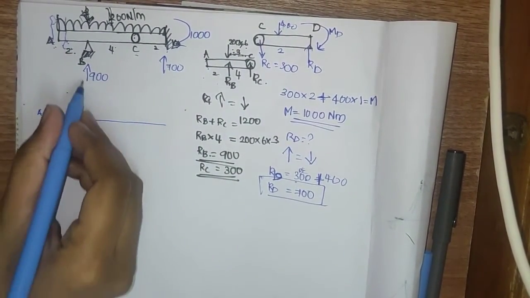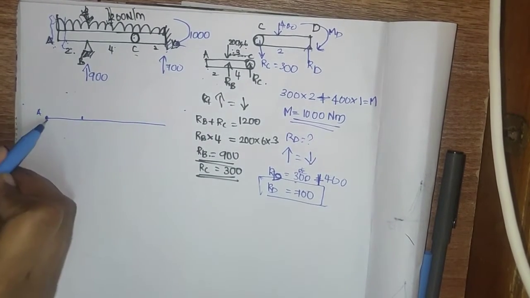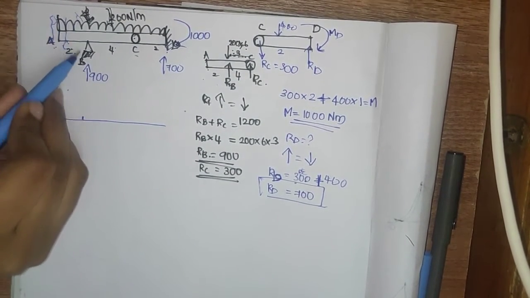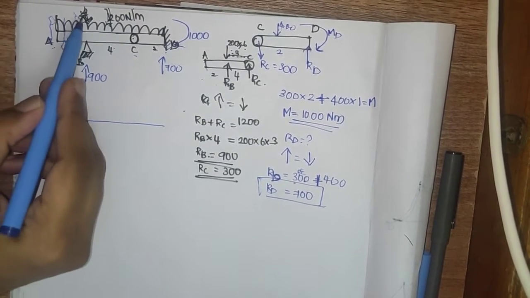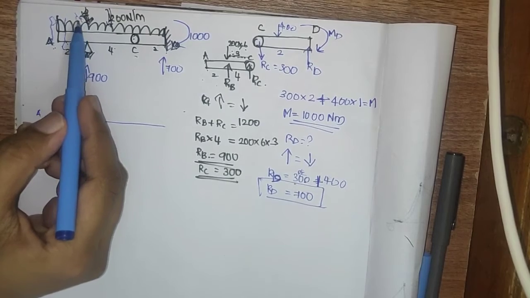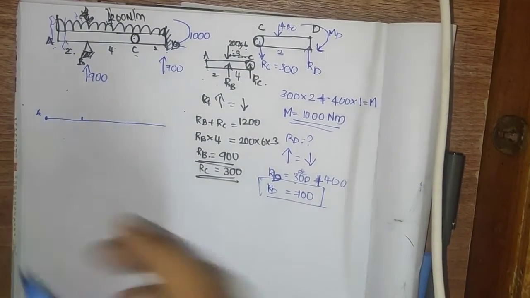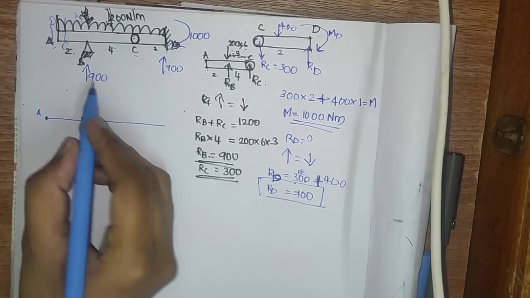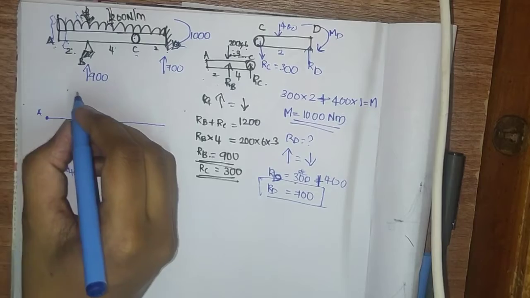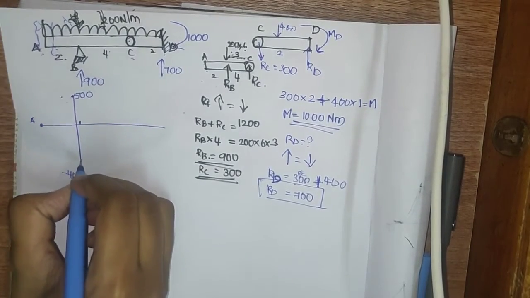So while going like this, at this point, before this RB, before 900, what is happening? There is the UDL, it will be 200 into 2, that is minus 400. So we can draw this minus 400, and there will be a reaction of this 900. So minus 400 plus 900 is what? Here you will be getting 500. Okay, we have drawn this 500.